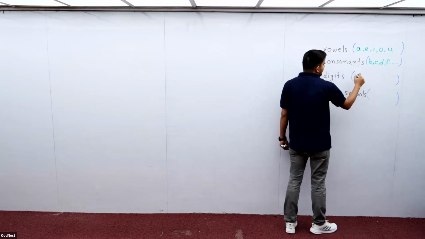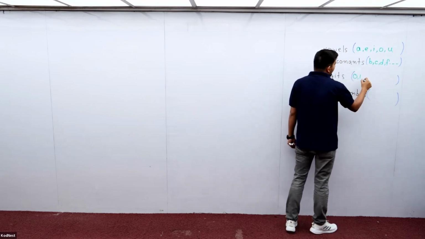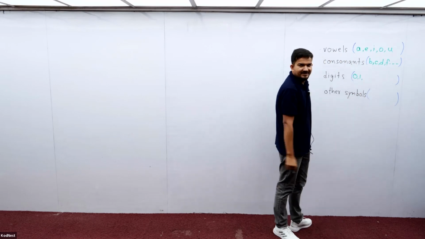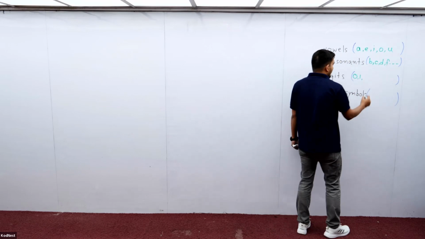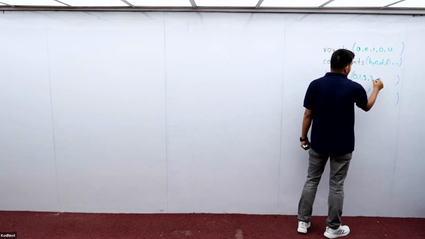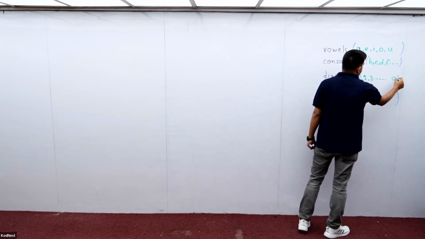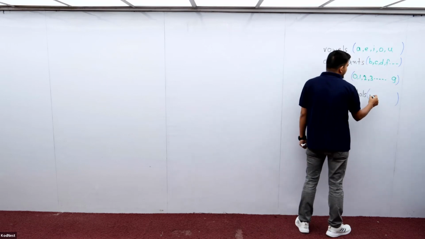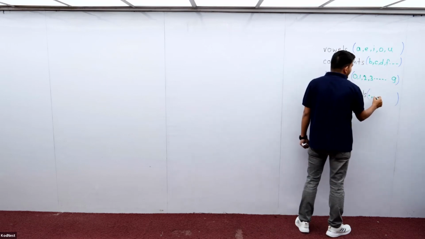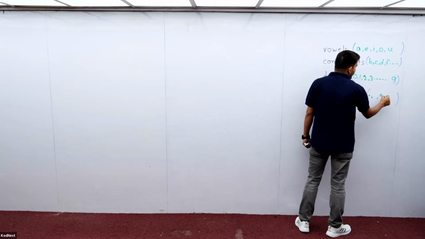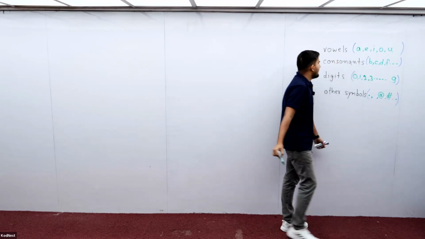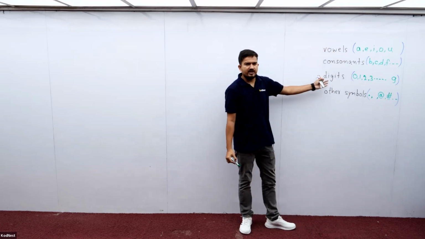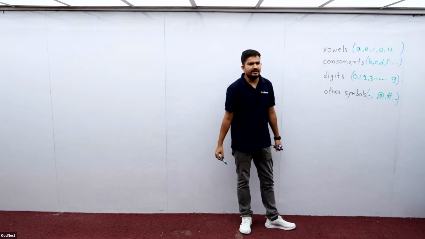How many digits are there? 10 digits are there, right? 0, 1, 2, 3, 4, 5, 6, 7, 8, 9. Symbols will include something like full stop, space, at the rate, hash, all of these things. That means anything apart from the letters or numbers will be considered as another symbol.